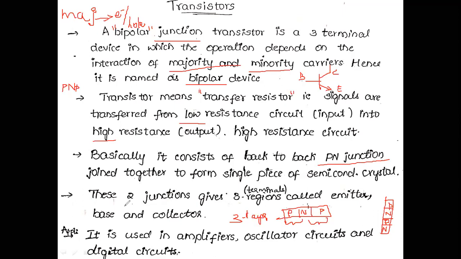Next one, these two junctions give three regions. These three regions are three terminals we are going to obtain from these two junctions. Those are emitter, the first one is emitter, next one is base and next one is collector.